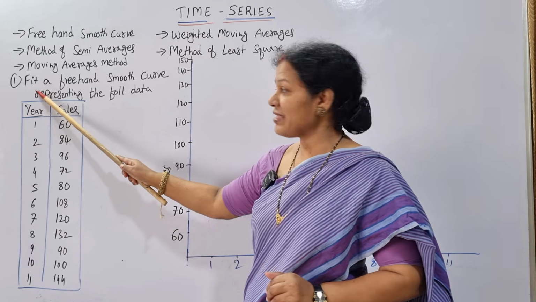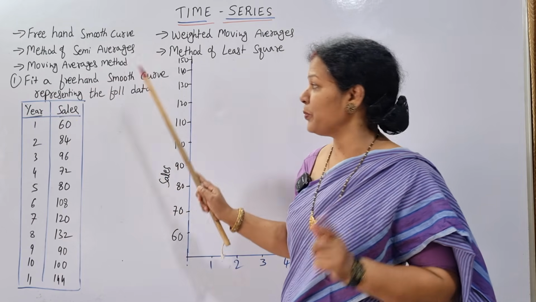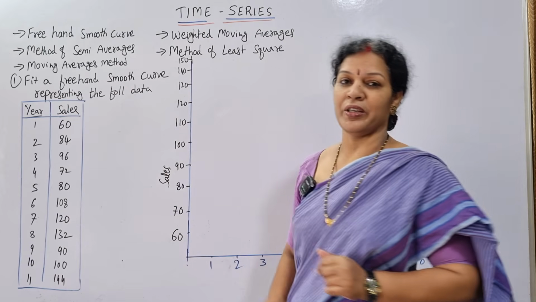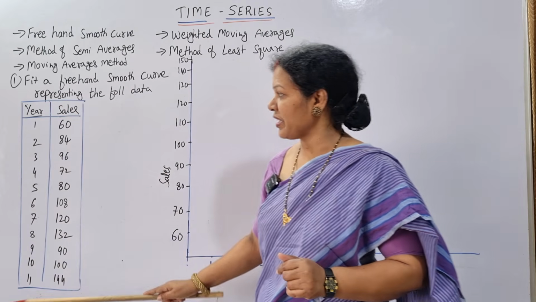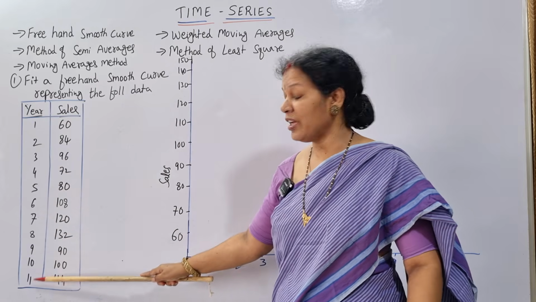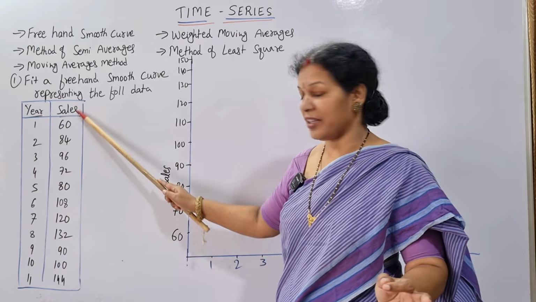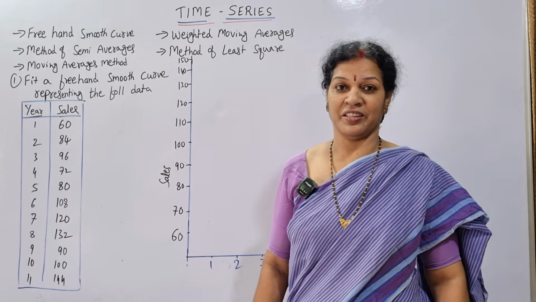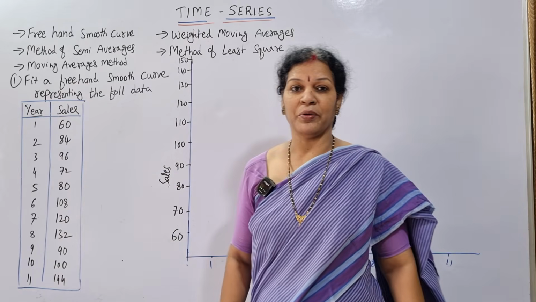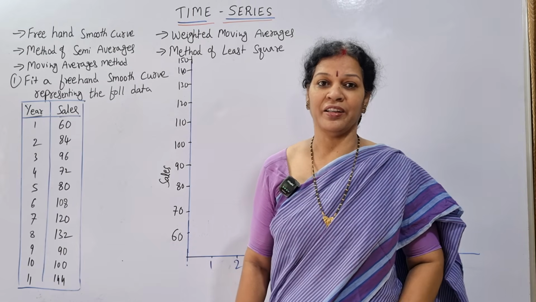What they are asking: fit a freehand smooth curve representing the following data. This is the data given. What is given? Year and sales, every year's sales, first year, second year, like this. In total, 11 years of data, 11 years of sales are given here. Only based on this we have to fit a straight line by using the freehand curve.